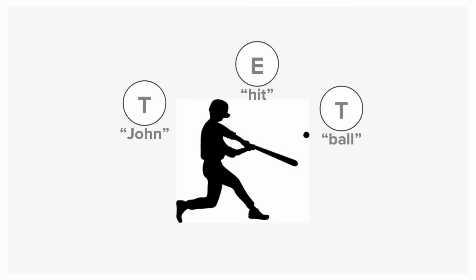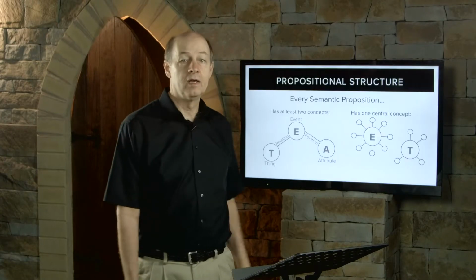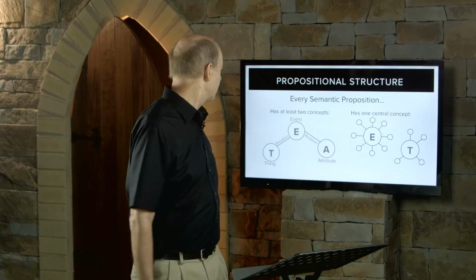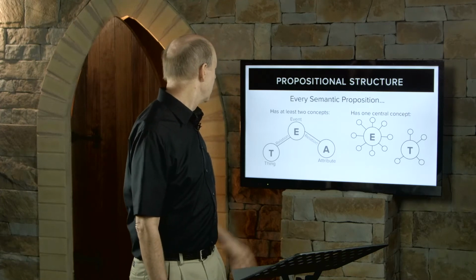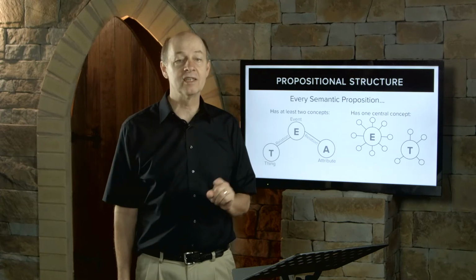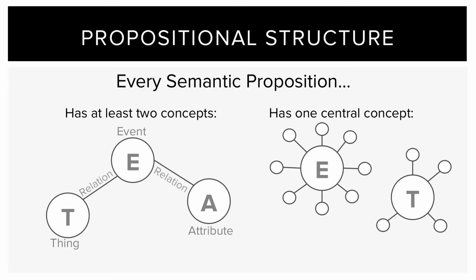This semantic proposition consists of 3 semantic concepts: 1 event concept and 2 thing concepts. The event is hit. That is the central concept in this proposition. And then there are 2 thing concepts that are attached to it: John and ball. So here are a few principles of semantic propositions. Every semantic proposition has at least 2 concepts, and one of the concepts will be central.